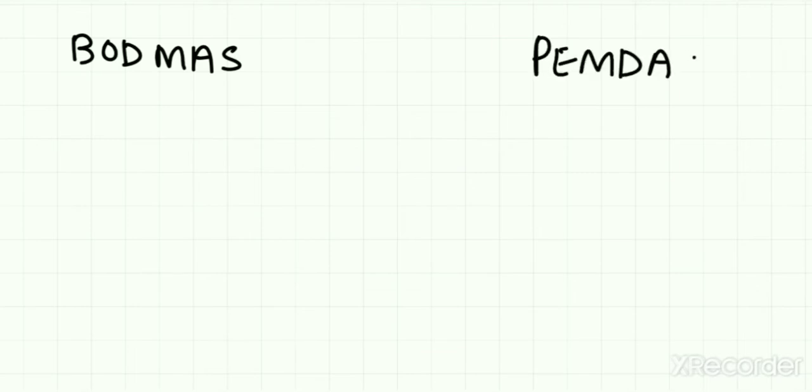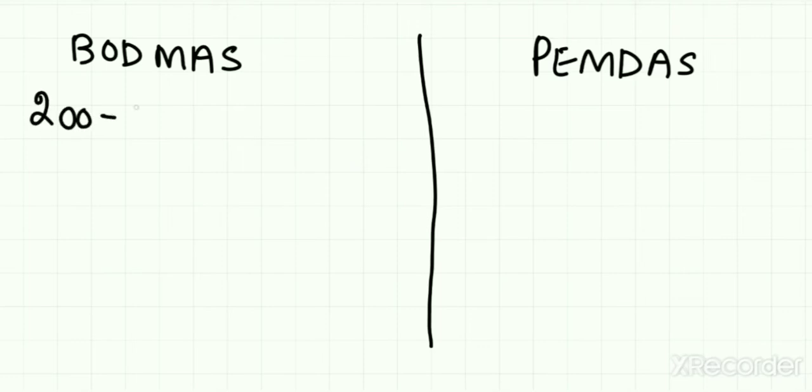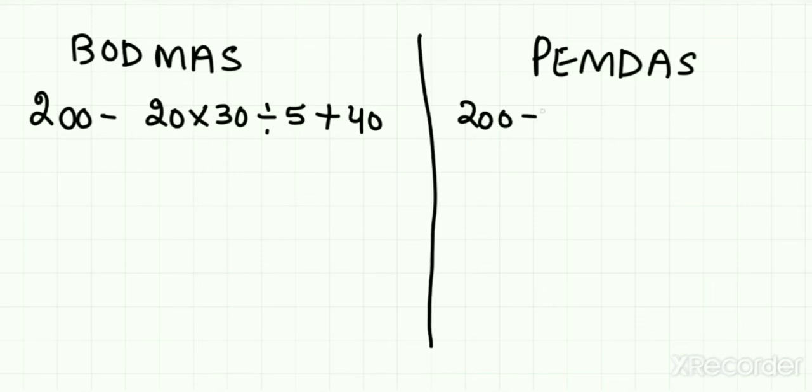Okay, so let's move on with this one. So we have, this will be BODMAS and this will be under PEMDAS, and we will use the same example side by side to compare the results. So let's take 200 minus 20 times 30 divided by 5 plus 40. Again, let's write the same thing. 200 minus 20 times 30 divided by 5 plus 40.